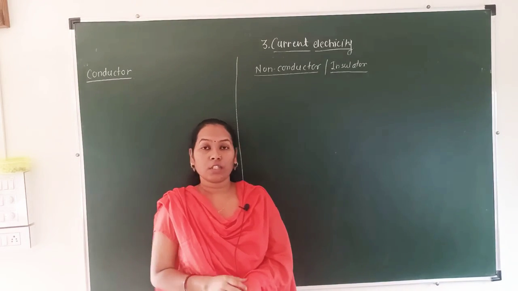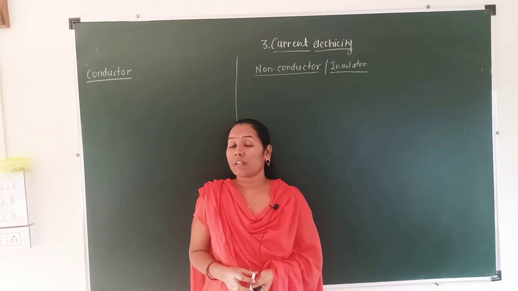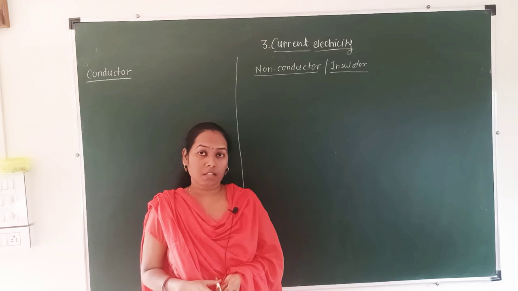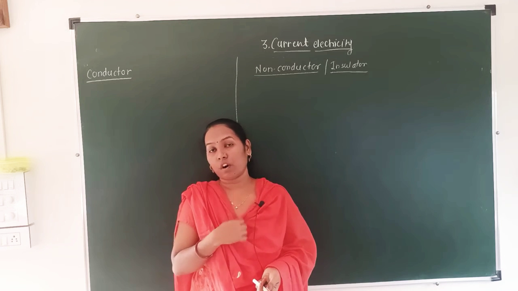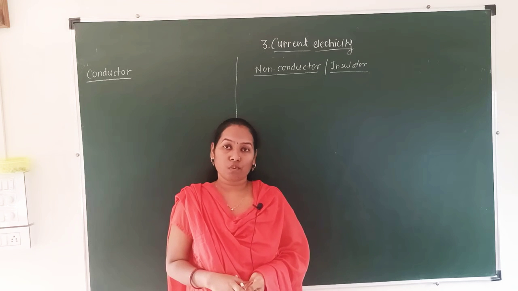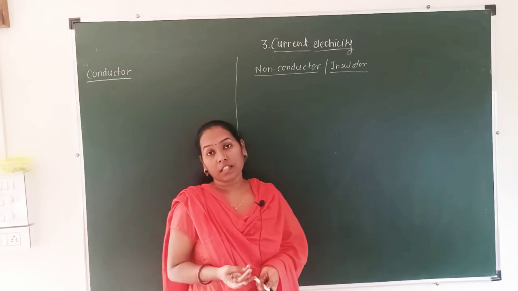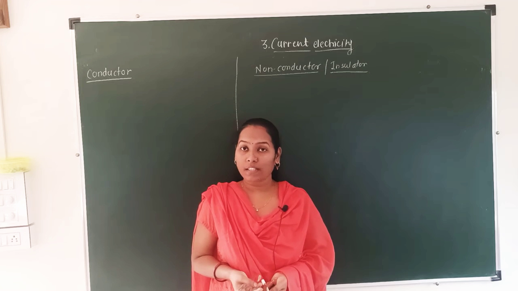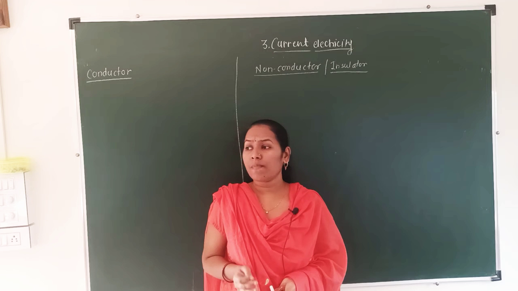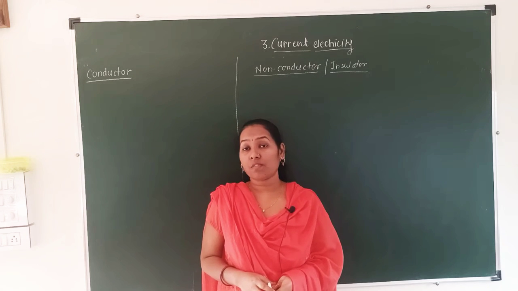Now we are going to discuss some concepts: which substances are responsible for the flow of current, and which substances are not. Depending upon these two types, the substances are mainly divided into 4 types. The first one is the conductor, the second is the non-conductor, also known as insulator, the third is the semiconductor, and the fourth is the superconductor. One by one we are going to discuss these 4 concepts.